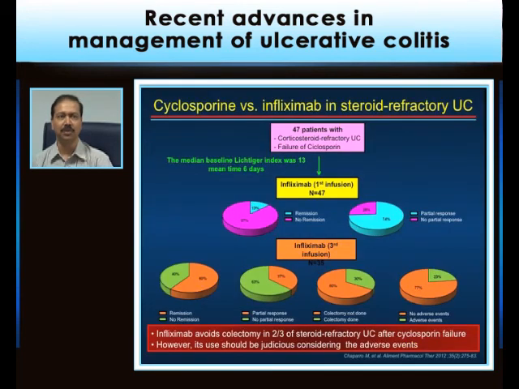This is another set of data on cyclosporine versus infliximab in steroid refractory ulcerative colitis. It showed that infliximab avoids colectomy in 2 out of 3 patients with steroid refractory ulcerative colitis after cyclosporine failure. So what it suggests is, if cyclosporine has failed, then infliximab may work in a subset, and this study is important because I think we'll give cyclosporine first because infliximab is costly.